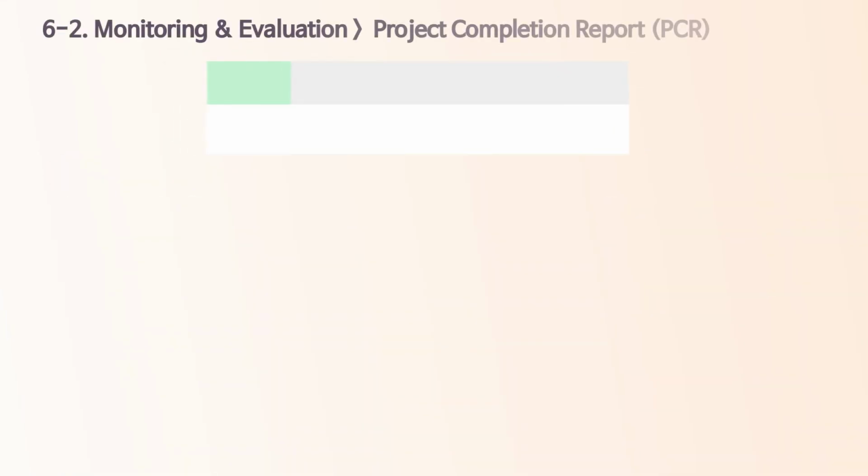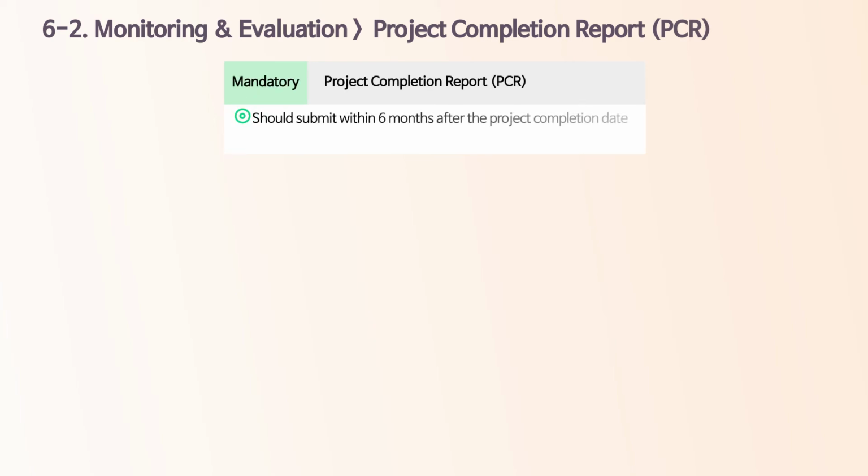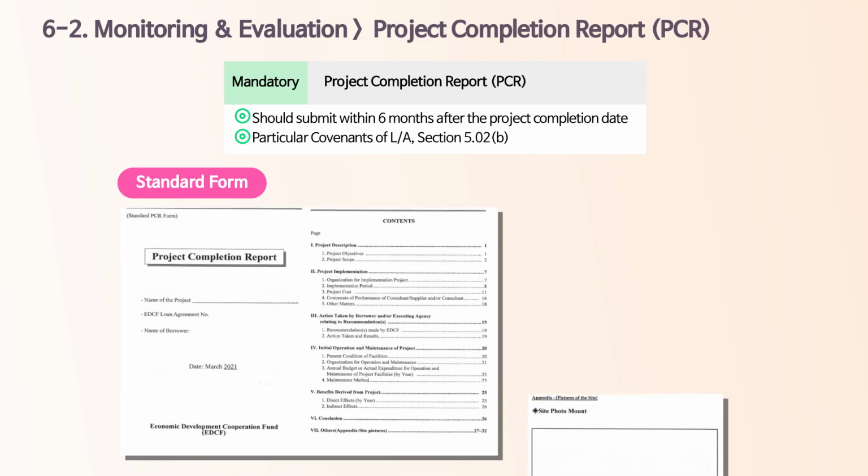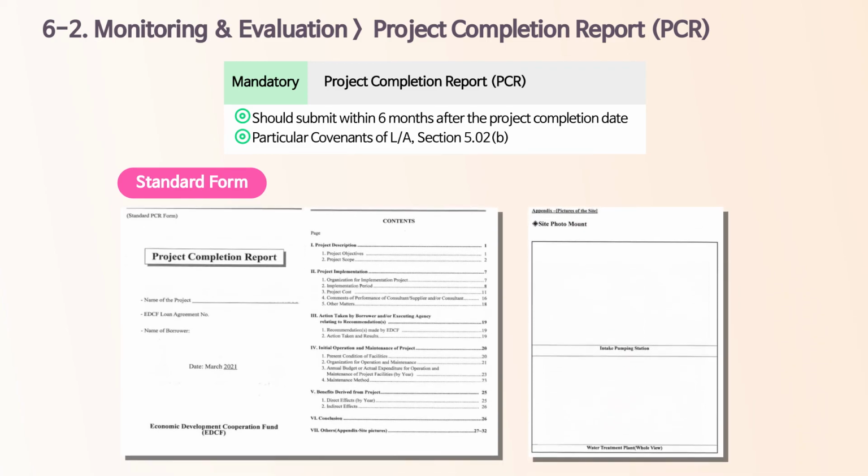Once the project is fully implemented, completion evaluation is carried out. For the evaluation, the borrower or PEA should submit Project Completion Report, or PCR in short. As stated in Section 5.02b in the LA, PCR should be submitted within 6 months after the project completion date in a designated form, which you can find on the EDCF website. Based on PCR, EDCF conducts a project completion evaluation. Details of PCR and how to prepare it will be explained in another video, so I will not explain further about it in this lecture.